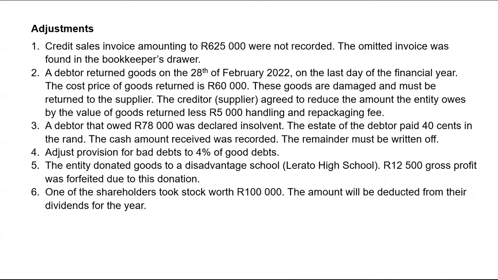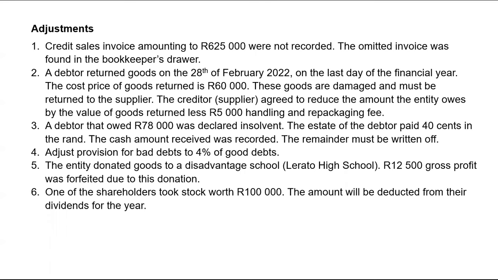Now, the first adjustment says that credit sales invoices amounting to 625,000 were not recorded. The omitted invoice was found in the bookkeeper's drawer. So we sold goods on credit, but that transaction was not recorded. And by now you should know that when you sell goods and when goods are returned to us, four accounts are affected. Four accounts affected.